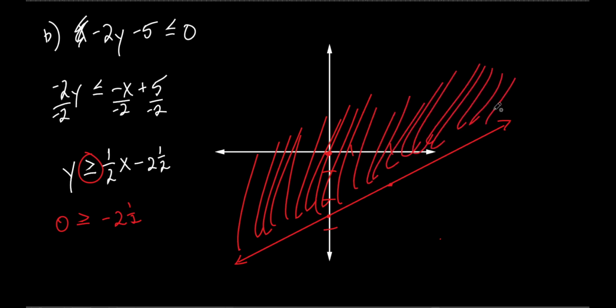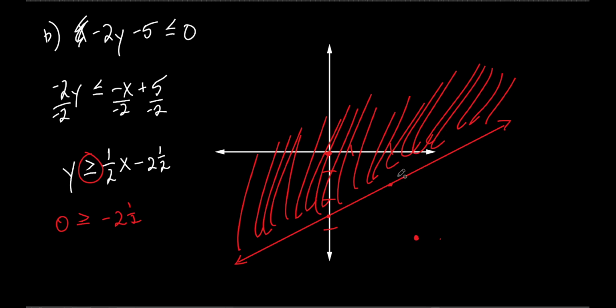Don't go nuts on the shading. Don't shade all the way to the edge of your paper or anything, but make it look like you know what we're talking about. If you wanted to, you could pick a point down here somewhere just to see if that works as well.